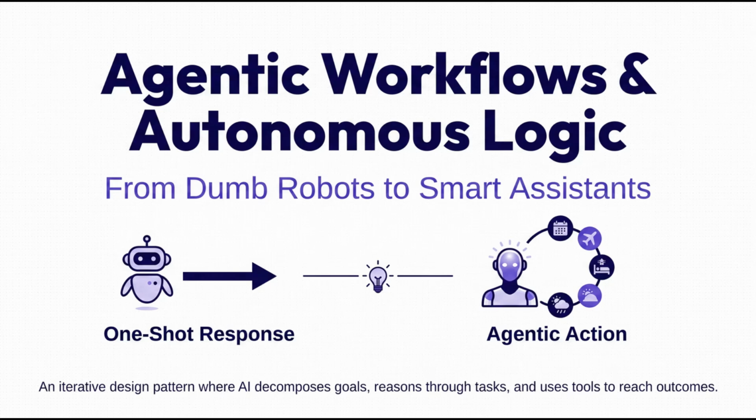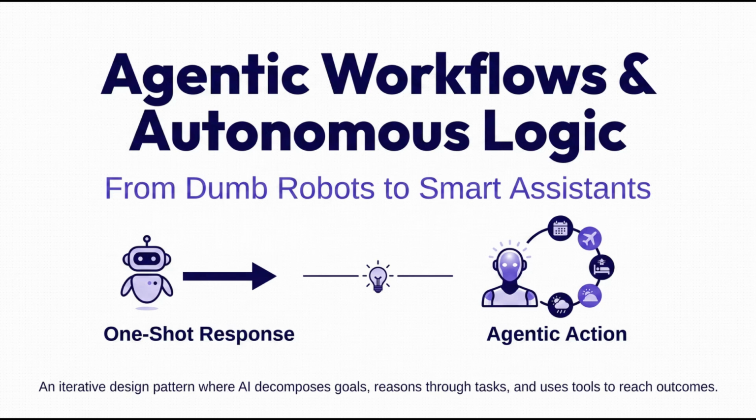The technical documentation defines an agentic workflow as an iterative design pattern where an AI agent decomposes a complex goal into subtasks, reasons through the execution of those tasks, and uses tools to achieve a final outcome. In plain everyday English, it is the difference between a dumb robot and a smart assistant.